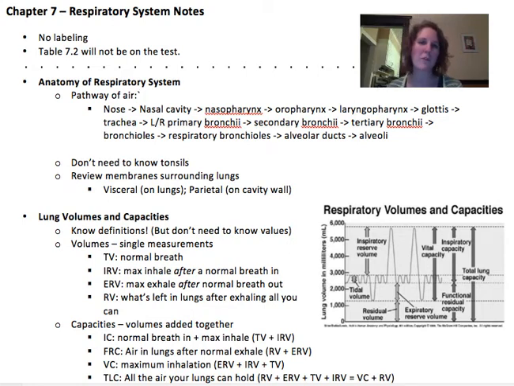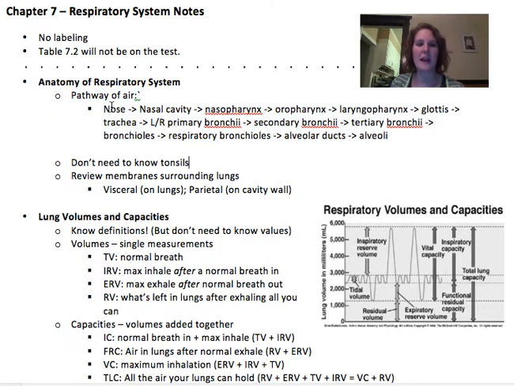So, first off on this exam, there's no labeling, so you don't have to label parts of the respiratory system or anything along those lines. Also, there's a table in the book, 7.2. You don't have to know that one. There's another one, 7.1, which I will expect you to know, but I'll get to that in a minute. One of the things you can expect a few different questions on is right here, the pathway of air. If you remember how we did that for the cardiovascular system, I'm going to do something very similar to that for the respiratory system.